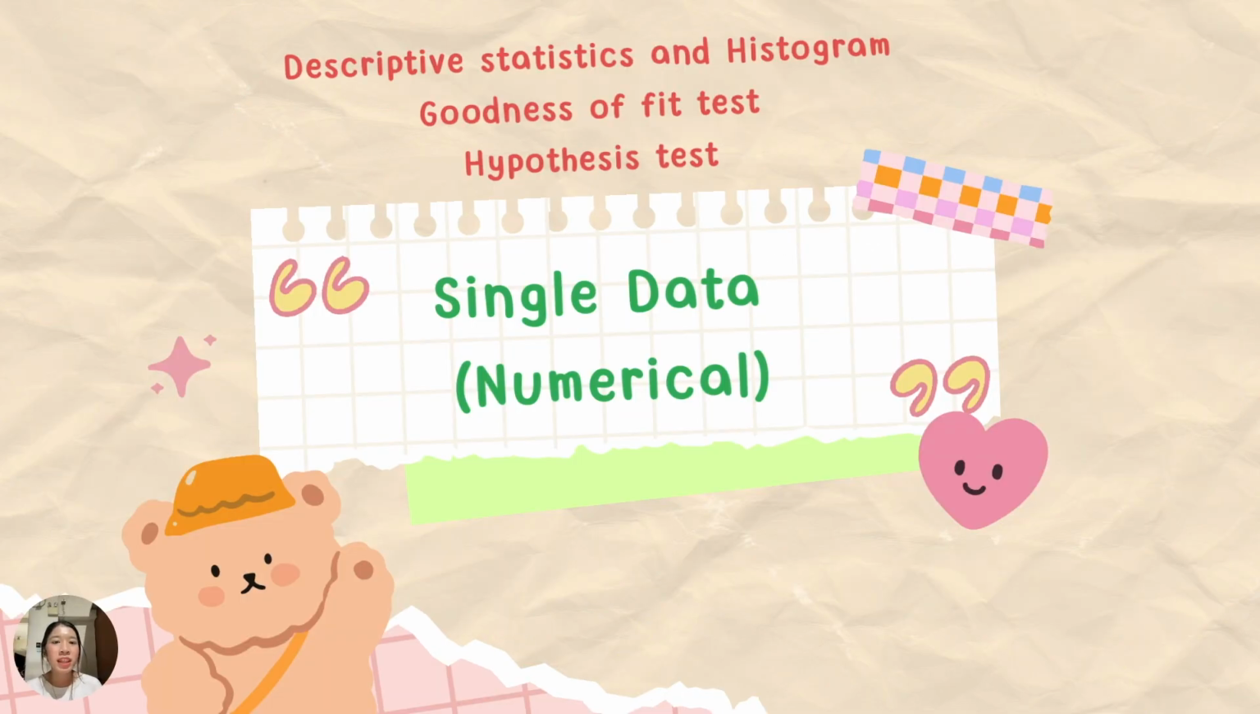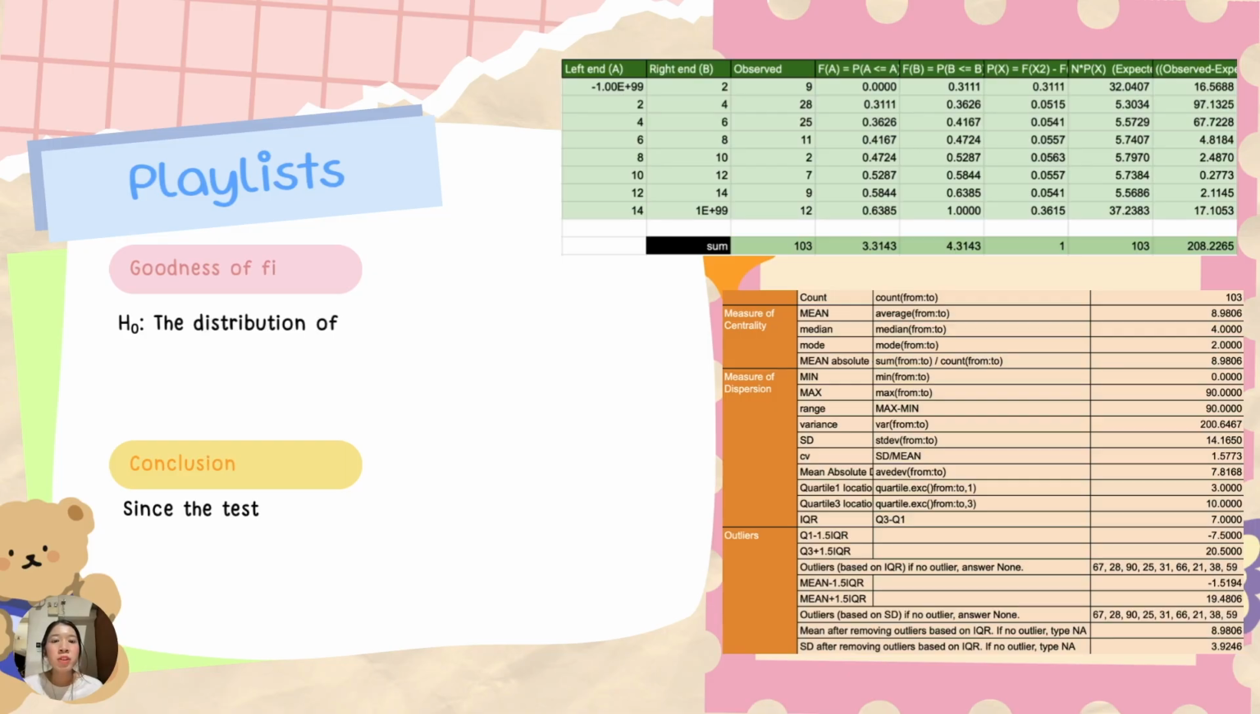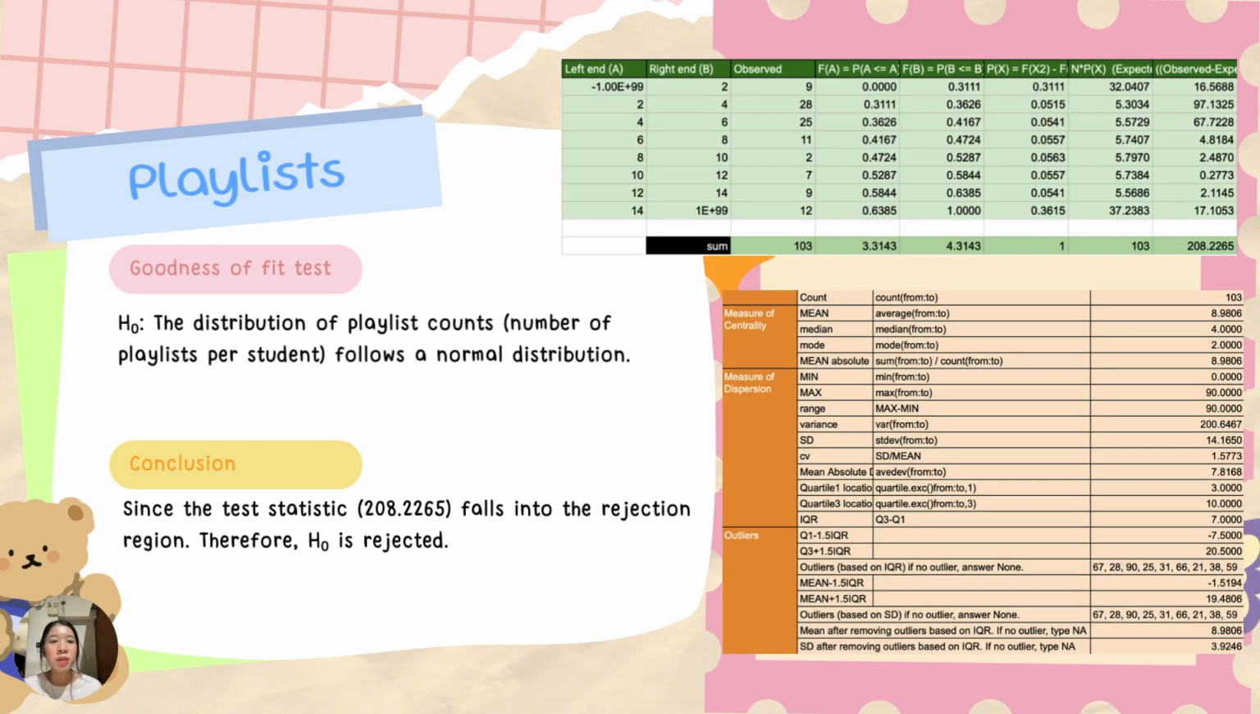For single data analysis, in this part, we will explore the descriptive statistics, the goodness of fit test, and hypothesis testing for numerical data. We will go through the tests and examine how the data behaves statistically, making it easier to understand the overall trends and patterns. Now let's move on to the playlist data. We're using the goodness of fit test to see if the number of playlists per student follows a normal distribution.